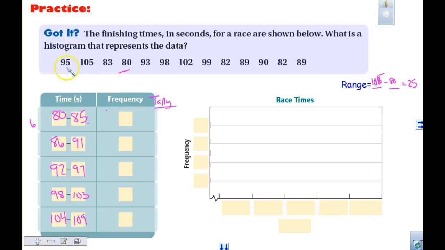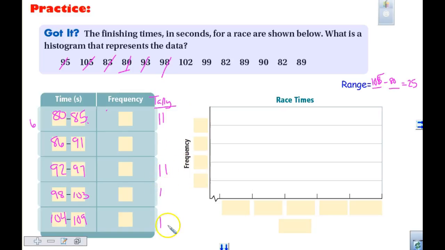We're going to start with 95. That would go down here. That would be my tally. 105 goes here. 83. So first you make the tallies, 80, 93, and you're just going to fill those in. And then what we put on our graph is our frequencies.